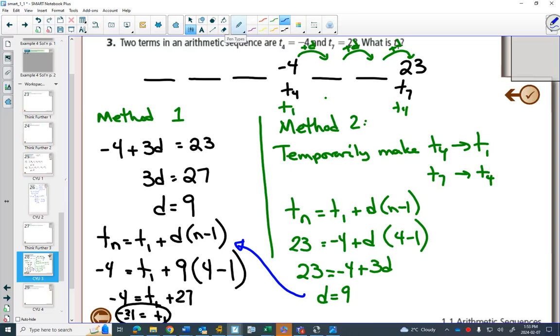So we have 2 different methods for finding what d is. One, we're looking at a pattern. Hey, I'm at -4. If I added d 3 times, I'd get to 23. That helps me find d. But if I like using formulas more, I could temporarily think of this as term 1 and this is term 4, find out what d is, and then go back to the actual one and find out what term 1 is. So we're really going to work a lot with formulas on this one. I'm going to get you to circle questions 10 and 13.